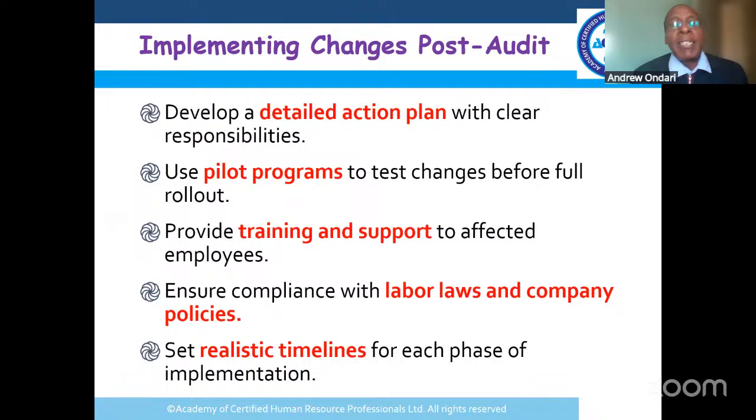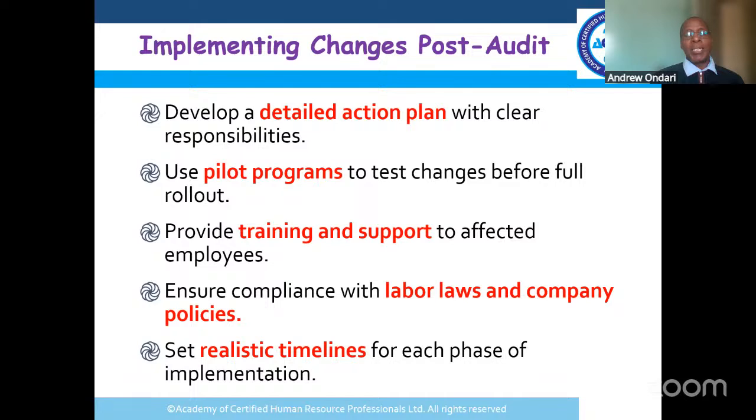How do we implement changes after the audit? One, we develop a detailed action plan where we are identifying 5 key things. One is the recommendation. 2, the person responsible. 3, the outcomes expected. 4, the resources required. And 5, the timelines. That is a detailed plan of action.